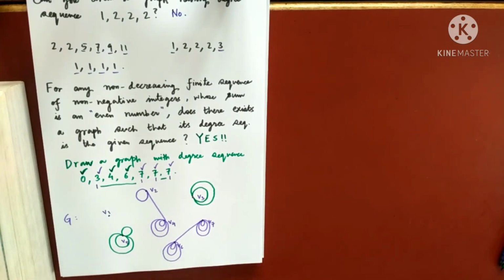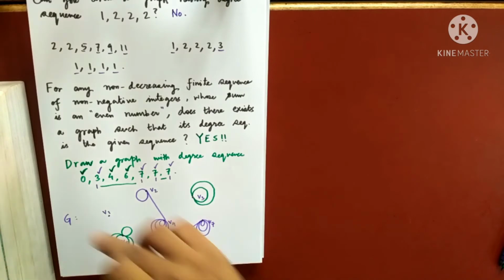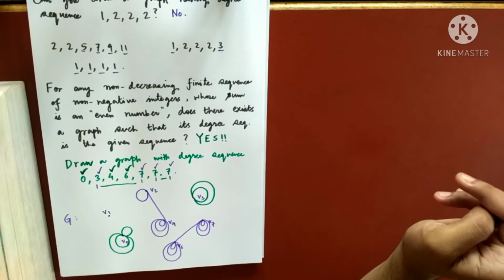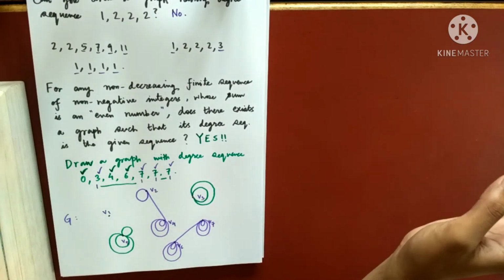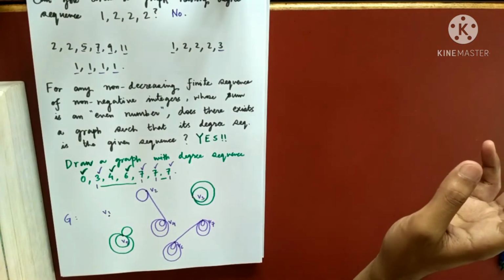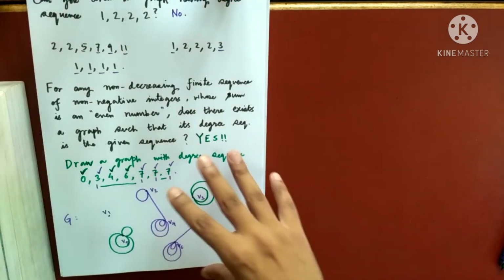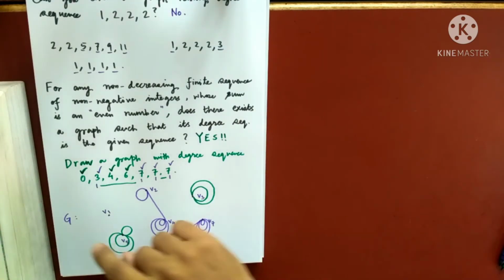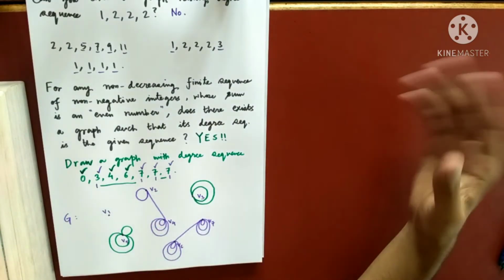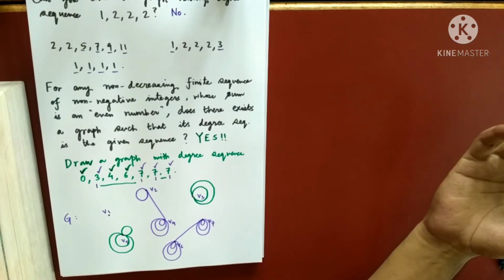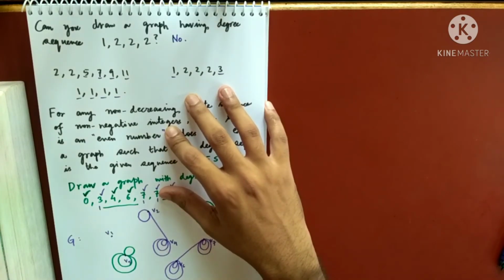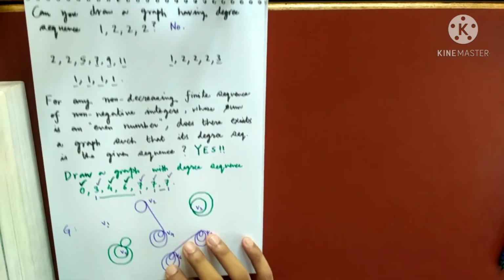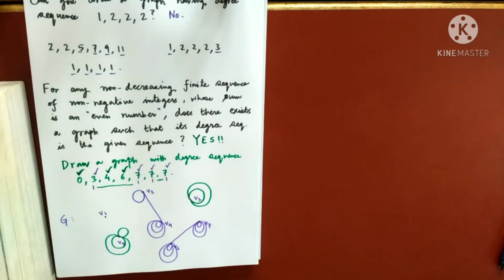Yes, sir. So few things to note. First of all, you may write any list of numbers like this, which must be non-decreasing, finite, non-negative integers, and the sum must be an even integer. You may draw the graph in this manner. Remember, this is not the only way that G can be drawn. You can draw another graph also in your own way. Getting my point? But this technique, yes.